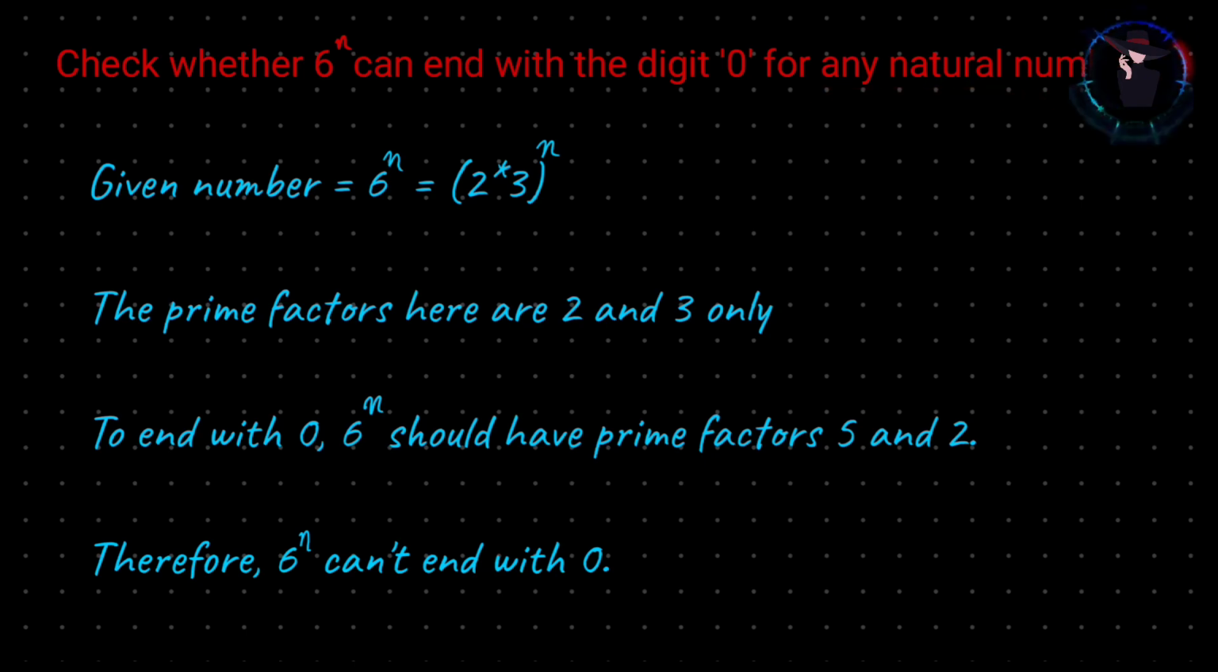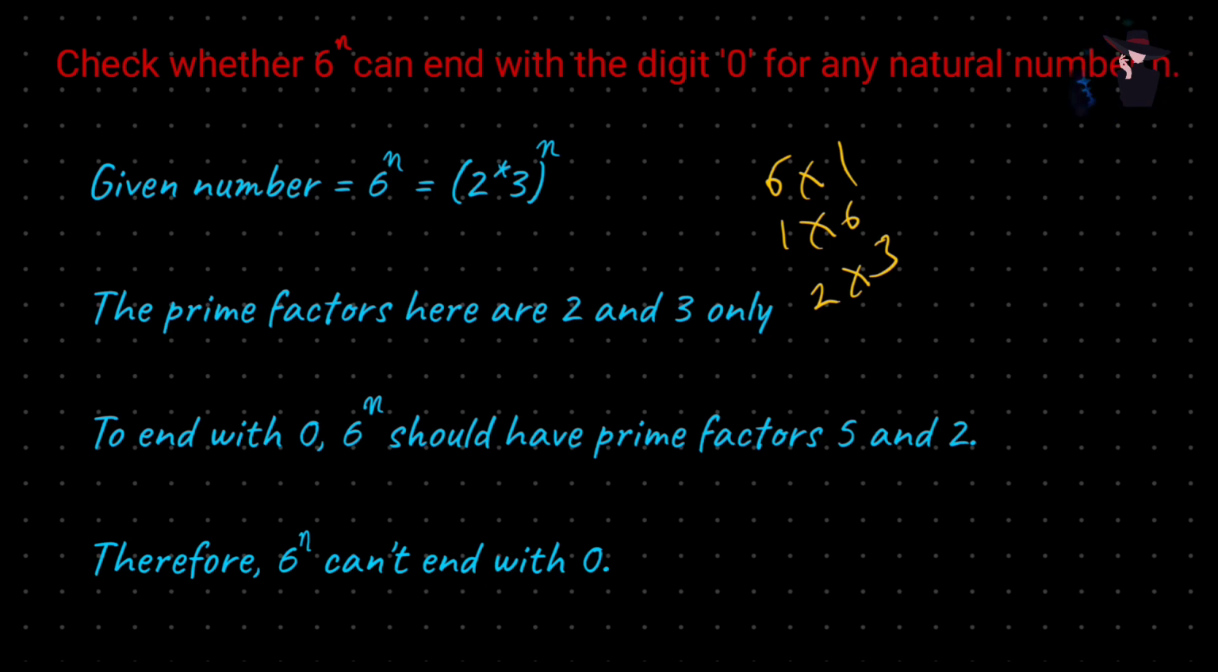The next question is, check whether 6 power n can end with the digit 0 for any natural number n. So the given number is 6 power n. How can we write 6? 6 can be written as 2 into 3, so 6 power n is 2 power n into 3 power n. The prime factors here are 2 and 3 only, right? How can we write 6: 6 into 1, 1 into 6, 2 into 3. That's it, no other way to write it, right?